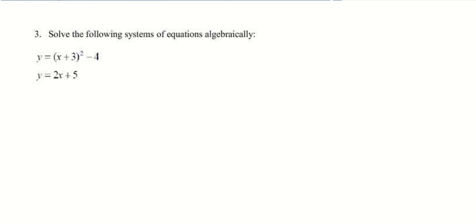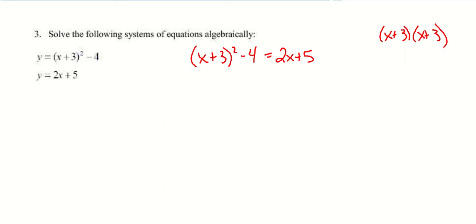All right, number 3, same deal here. So set them equal to each other. We already have y equals here. So it's going to be quantity x plus 3 squared minus 4 is equal to 2x plus 5. So what I'm going to do is step over on the side and remember that I need to do x plus 3 times x plus 3 when it's quantity squared. It's not equal to x squared plus 9, guys. Okay, there's a middle term.